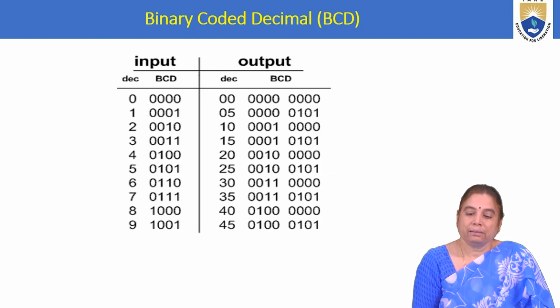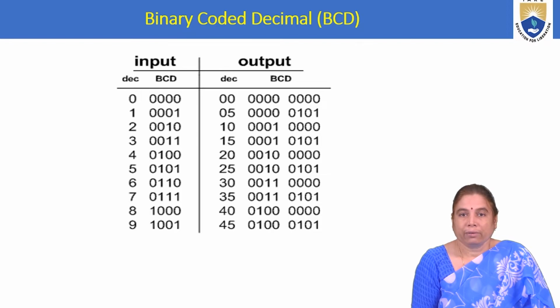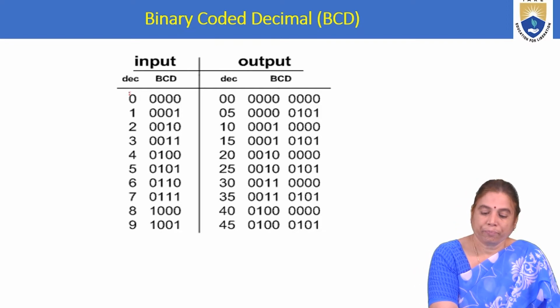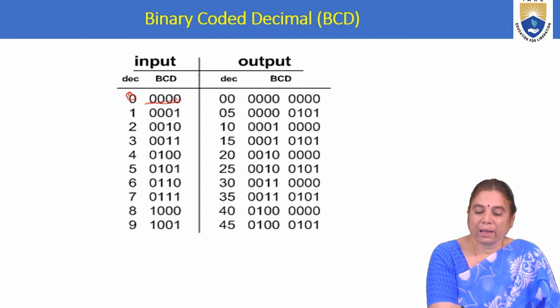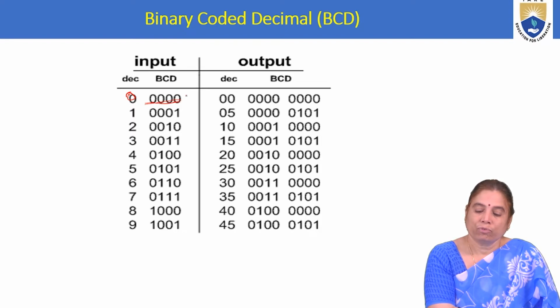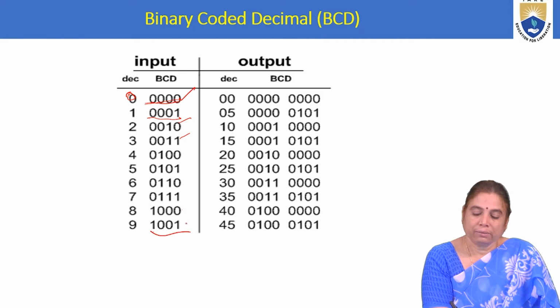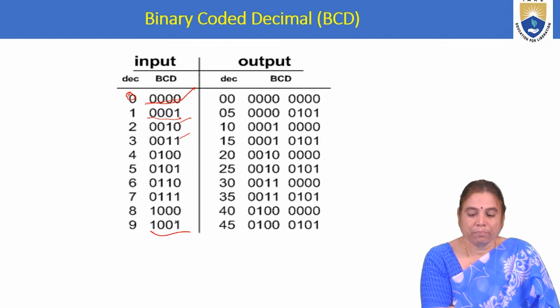What is BCD? It is a 4-bit equivalent of the digit. For example, consider 0. The 4-bit binary equivalent of 0 is 4 zeros. And consider 1. 0001 is the 4-bit binary code of 1. Next 2, 3, 4, 5, 6, 7, 8, 9. For 9, 1001 is the 4-bit binary equivalent of 9. In this way, the BCD can be represented.